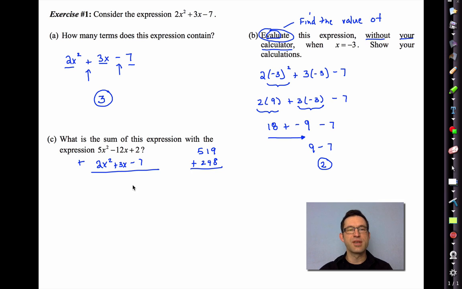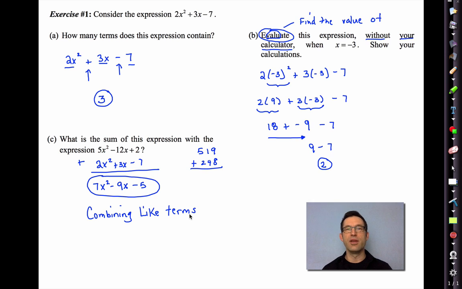2 plus -7 is -5. -12 plus positive 3 is -9x. And 5x squared plus 2x squared is 7x squared. All right, so that's what I get when I add those two expressions together. In the past, you would have called this combining like terms. And we'll talk about that a little bit more in a second.